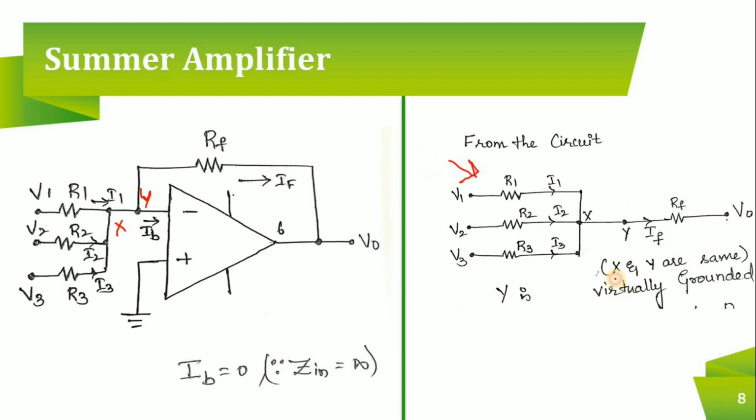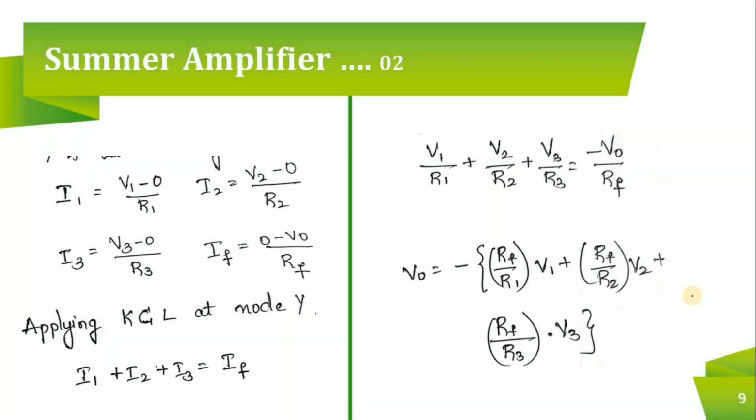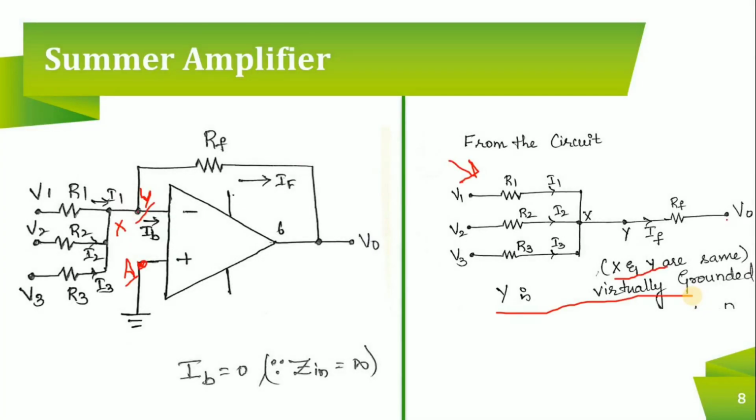In this, X and Y are at the same potential, right? They are the same points. We don't have any other components here. So X is equal to Y. So look at this. Here in this circuit, this Y is same as this point. Because of virtual ground, this node A and node Y are at the same potential. That means Y is virtually grounded. If Y is virtually grounded, now let me have the current equations here.